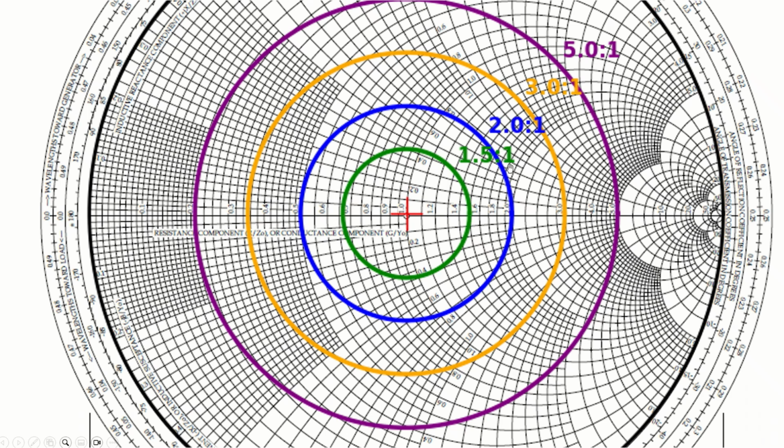Similarly, if the VSWR is 2, it will have the same value on the pure resistance axis. That means if you want to find the VSWR of a load, you just have to draw the circle and find the intersection point to find the VSWR.